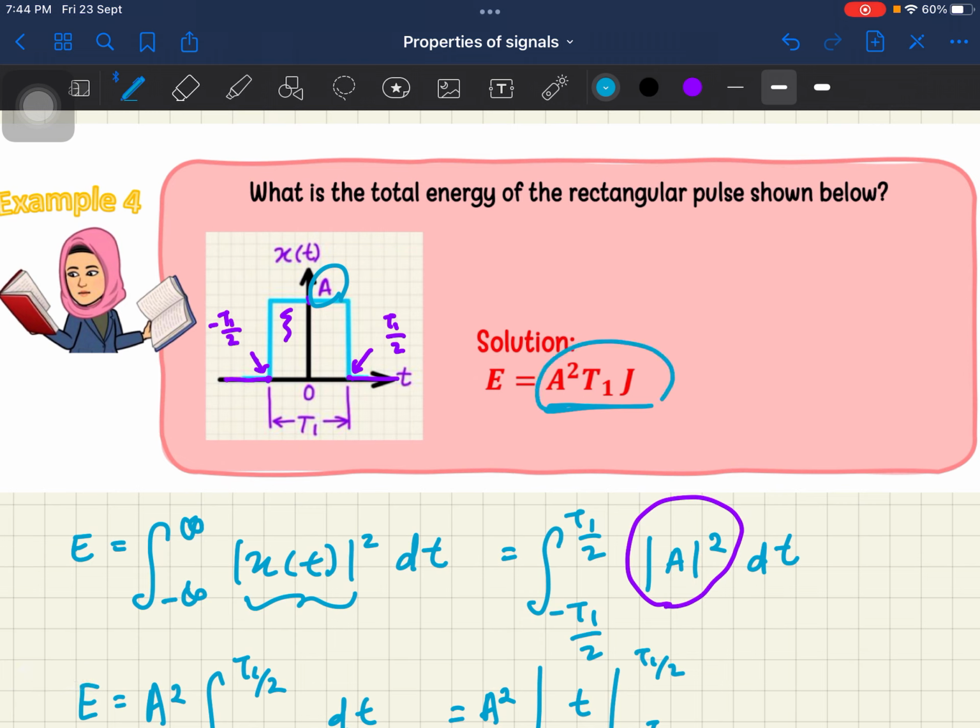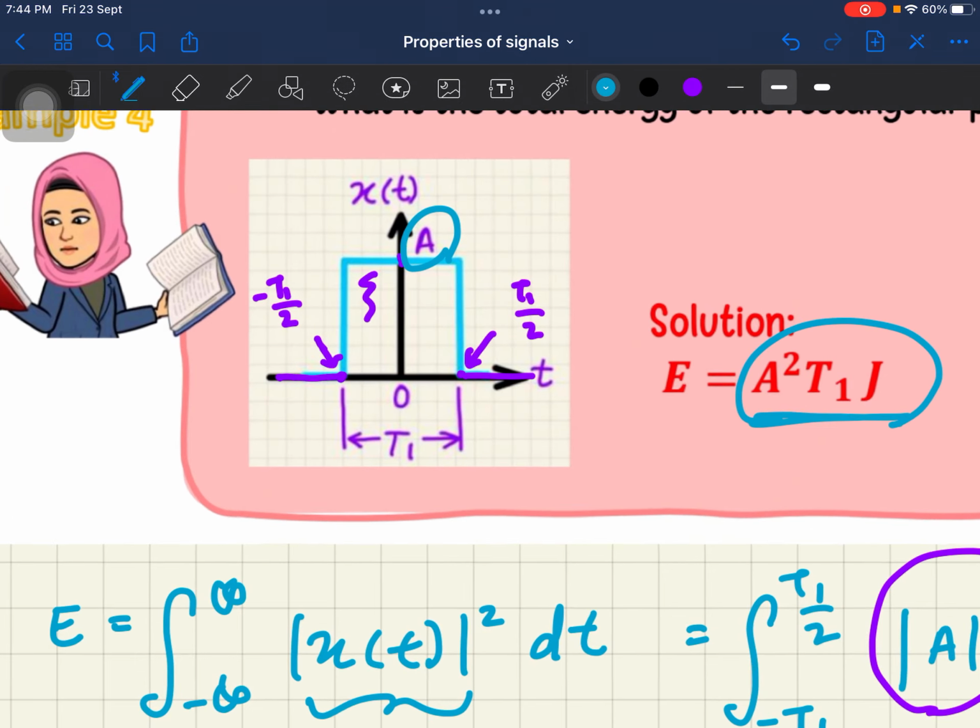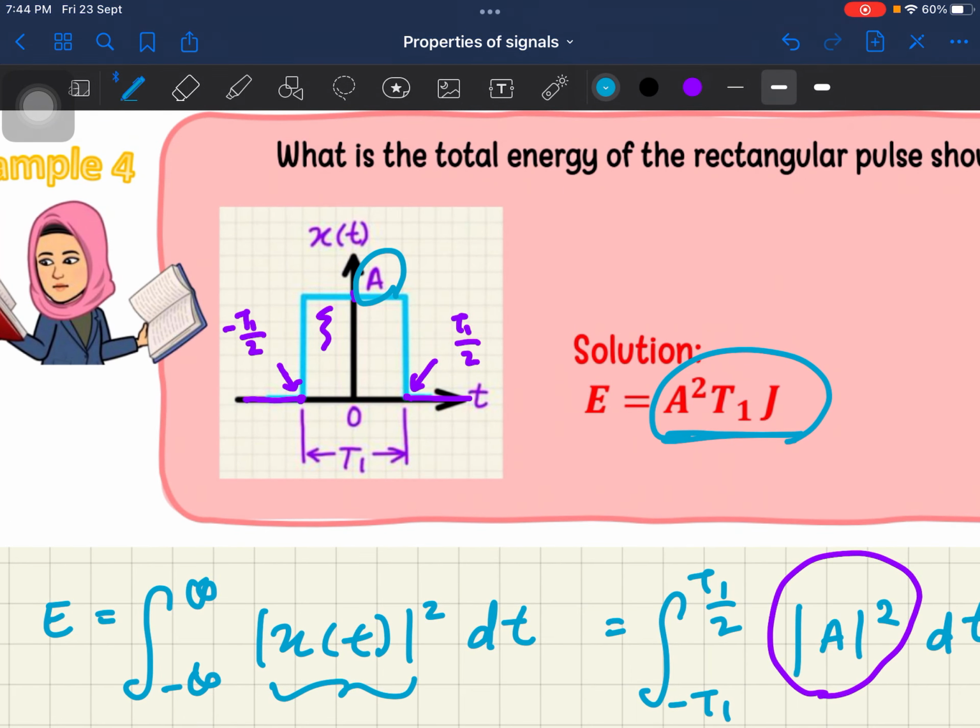It matches the given solution in your handout for this rectangular pulse, given over here.